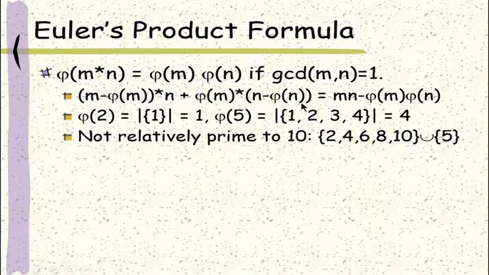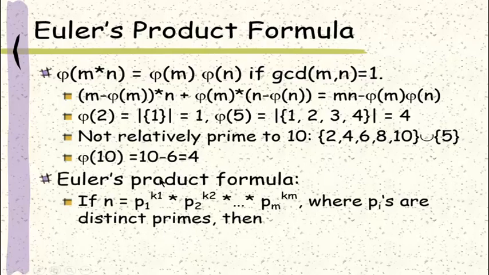And for the second term, for the phi of m, which is this one here, and n minus phi of n, in this case, there's only one number, which is 5, not relatively prime to 5. So we get the number 5 here. So in total, we have 1, 2, 3, 4, 5, 6 numbers that are not relatively prime to 10, which tells us phi of 10 equals 10 minus 6, which is 4.